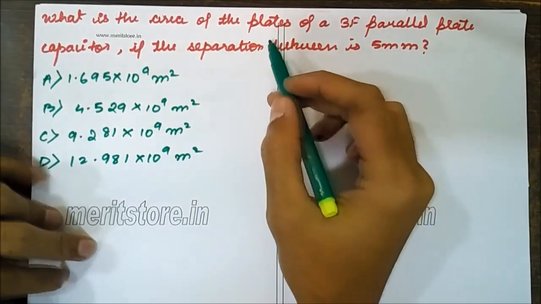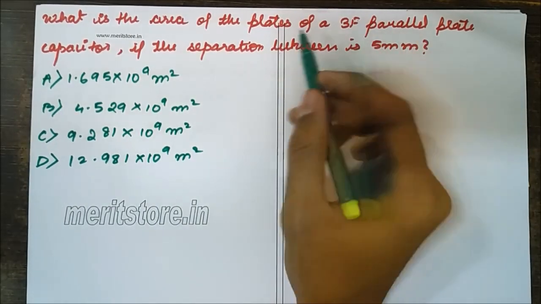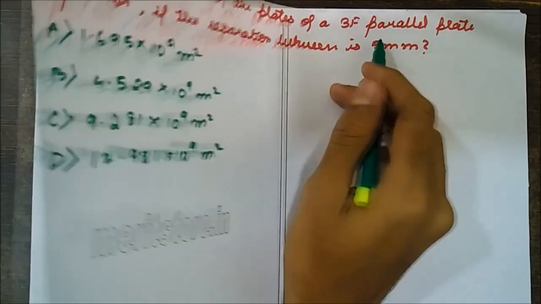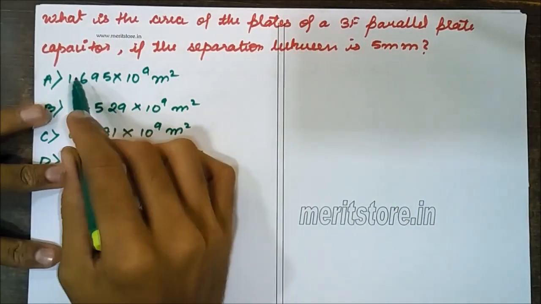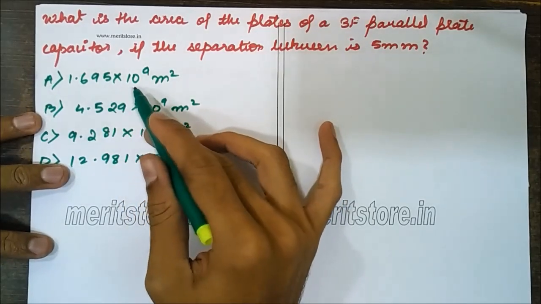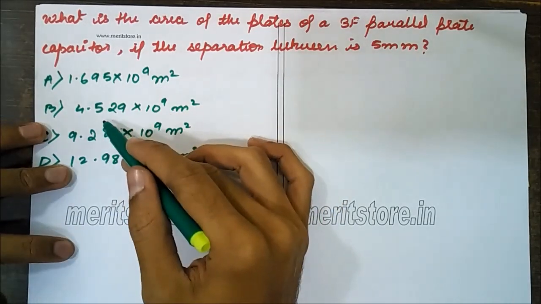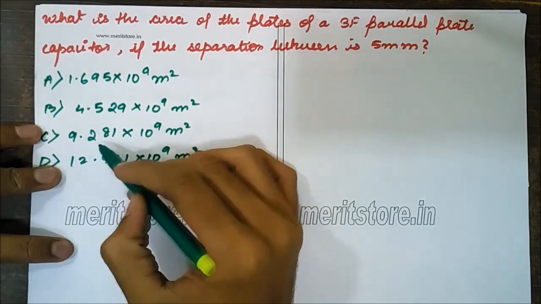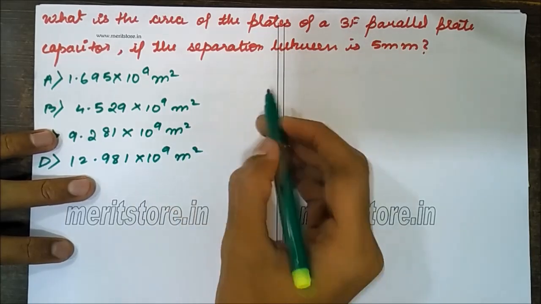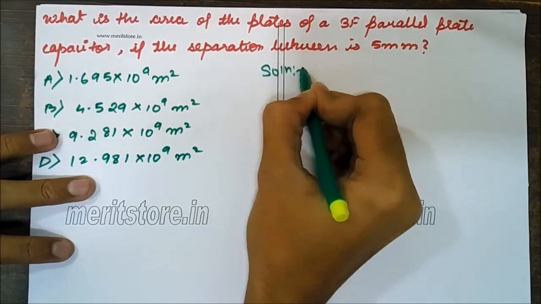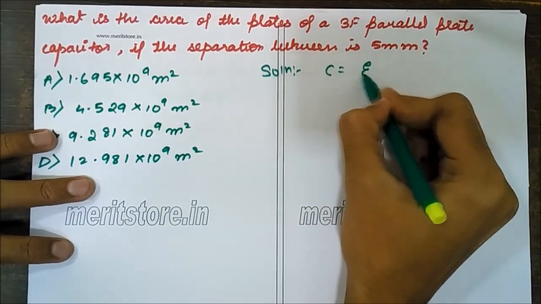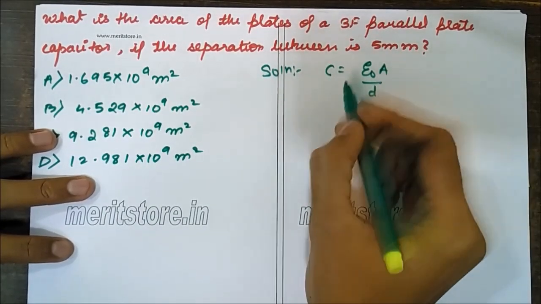What is the area of the plates of a 3 farad parallel plate capacitor if the separation between them is 5 millimeter? The options are 1.69 into 10 raised to 9 meter square, 4.529 into 10 raised to 9 meter square, 9.281 into 10 raised to 9 meter square, or 12.981 into 10 raised to 9 meter square. For a parallel plate capacitor, we have C equals epsilon naught A upon D. So we need to find the area.